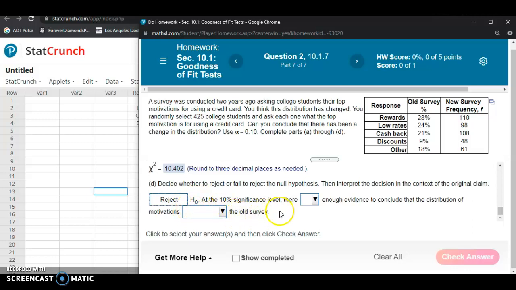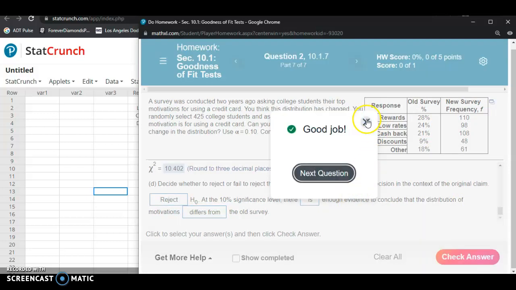So at the 10% level of significance, there is enough evidence to conclude that the distribution of motivations differs from the old survey. In other words, the most recent survey shows that college students have different motivations for using a credit card. The motivations for using a credit card have changed compared to the old survey. Okay, and that completes question 2.